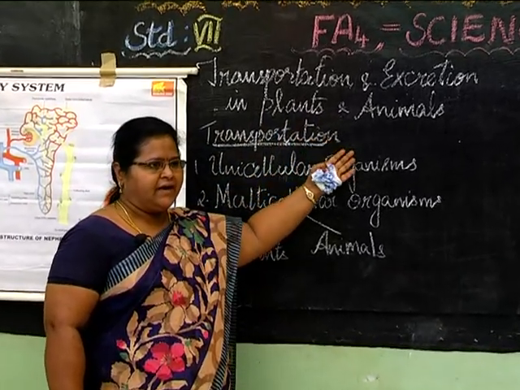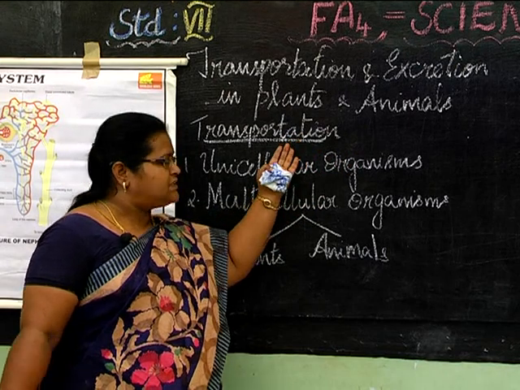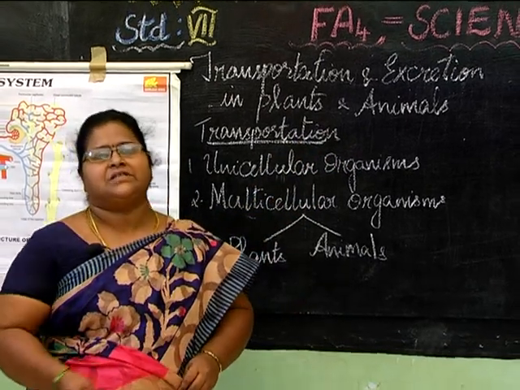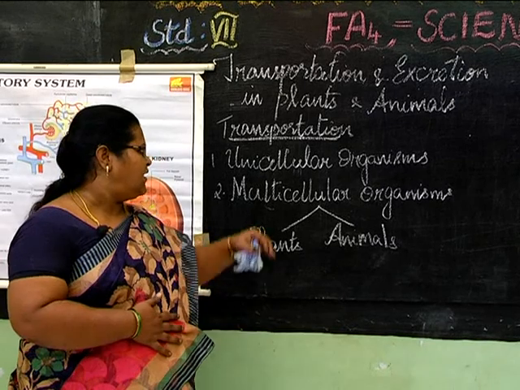Today we are going to deal with a biology topic in 7th standard for FA4: transportation and excretion in plants and animals. First we will discuss what is transportation. The circulatory system in plants and animals is what you call transportation.